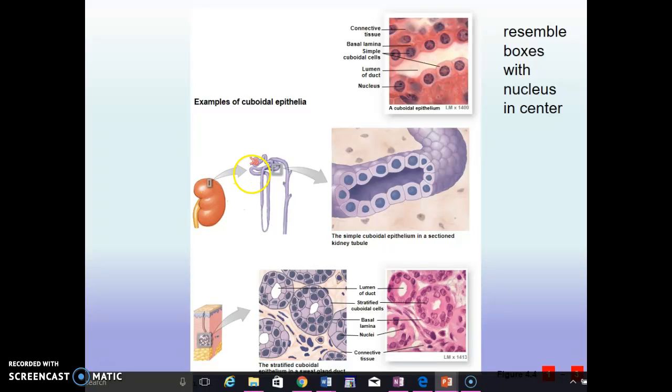And if you look closely, you can see the lumen, and that it is surrounded by square-like cells. Or they look kind of roundish, but they're considered to be box-like cells. And all the nuclei are kind of located at the same distance. This is the kidney here, and inside the kidney are structures called nephrons, and these nephron tubules are made up of simple cuboidal epithelia. They kind of look like beads on a string when you look at them.